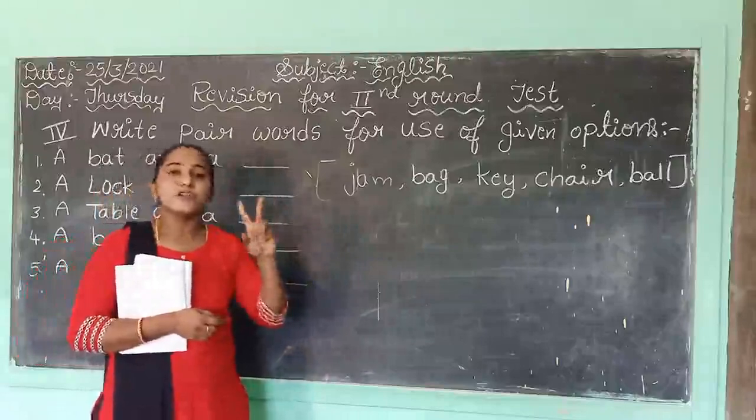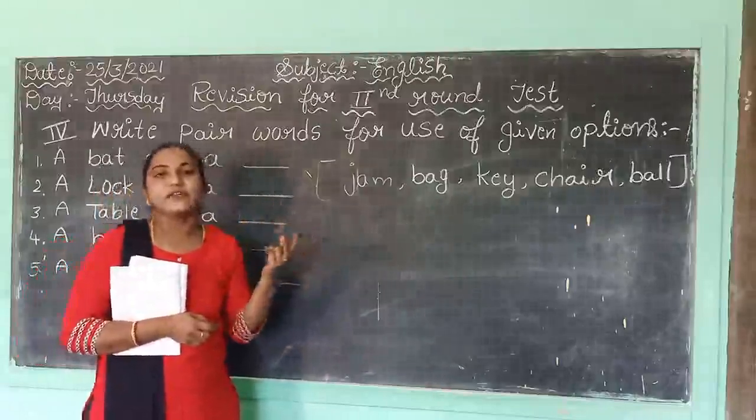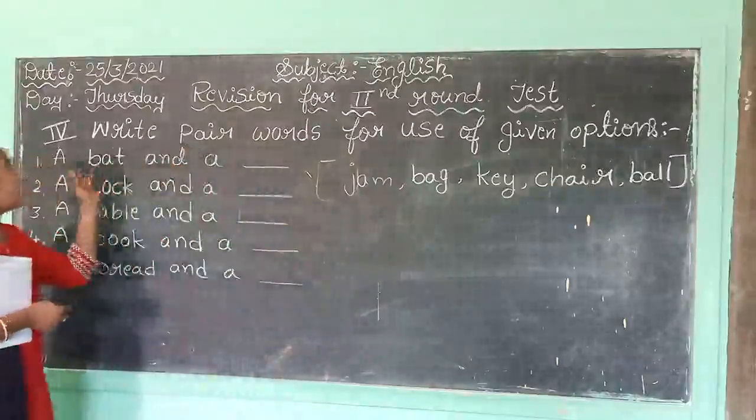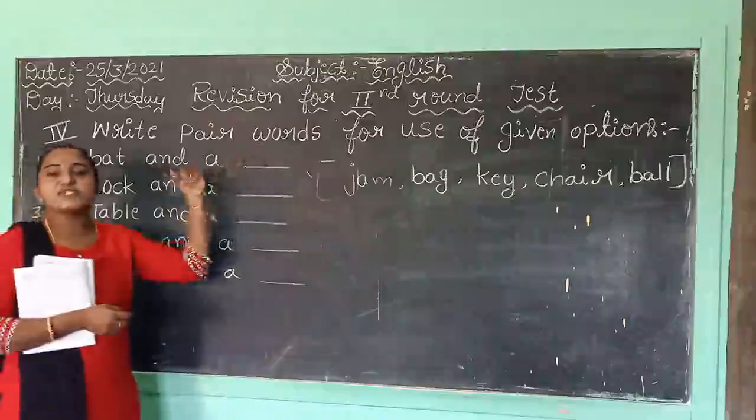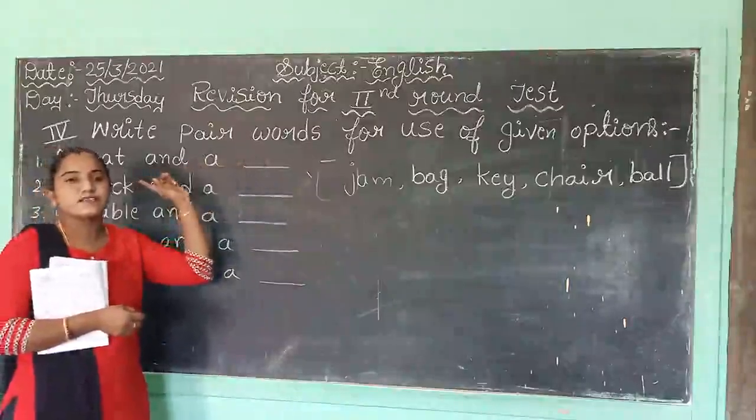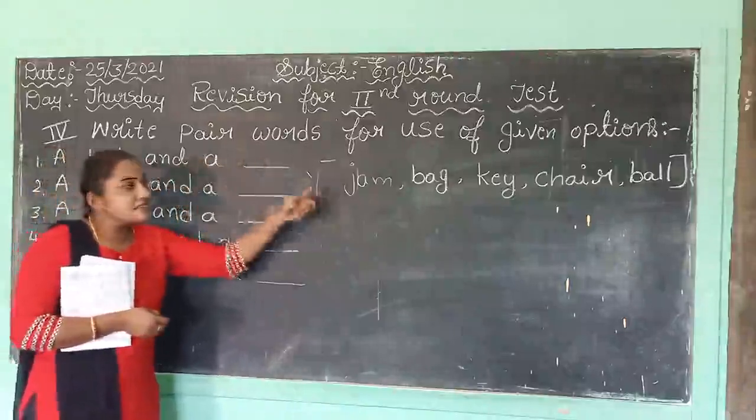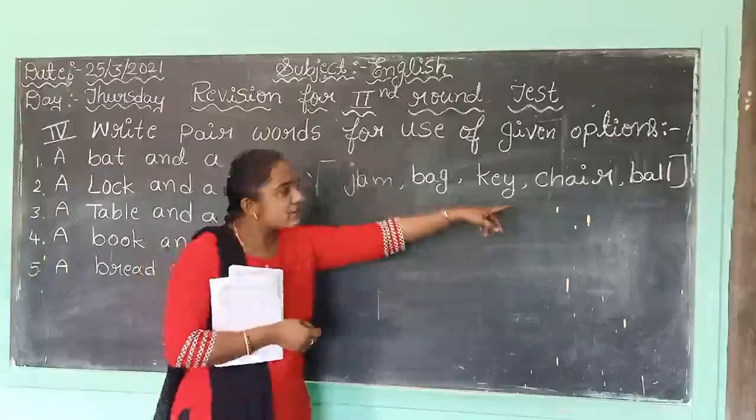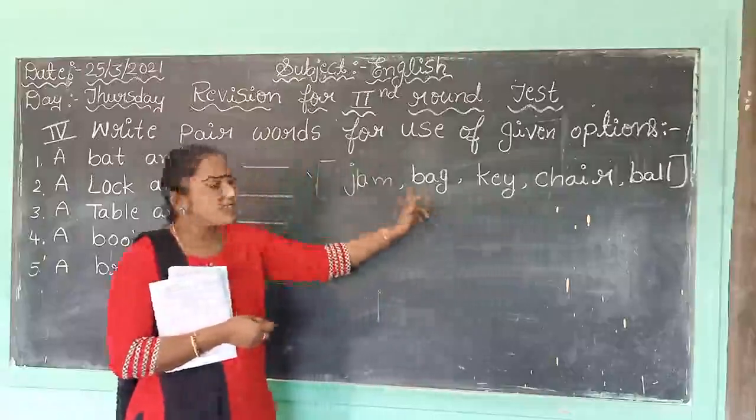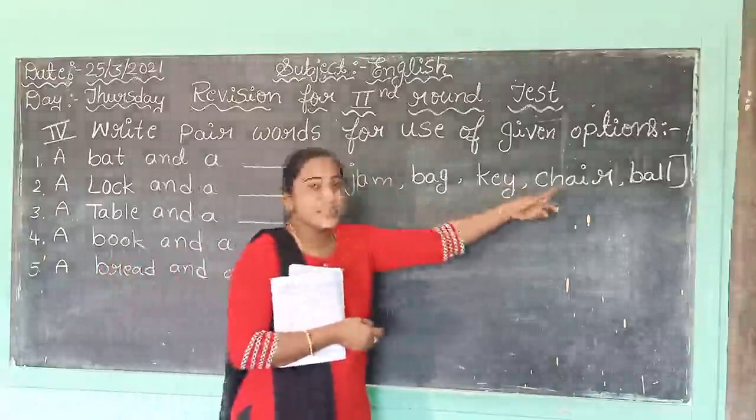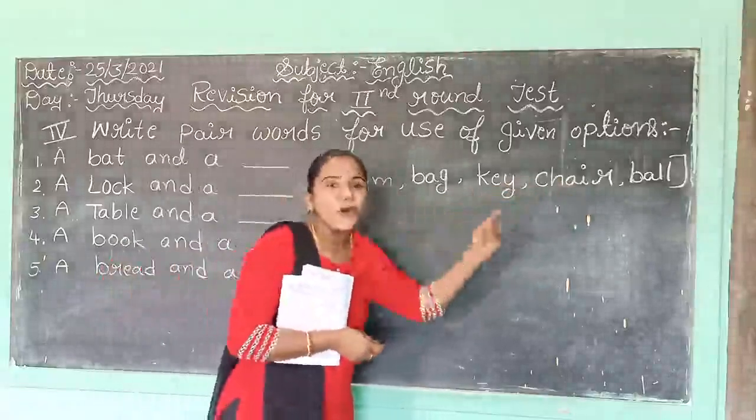We need both also to play the cricket. Okay, so here see, children, a bat and a dash. Which one is favored? Ball, bat. Which is the favorite for the bat, children? See here, which one is favorite? See the options, children: jam, bat, key, chair, ball. Which one is it, children? Ball.